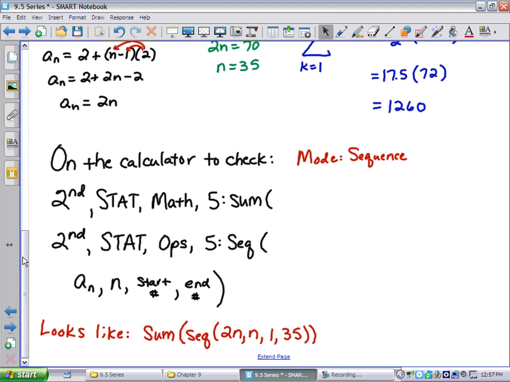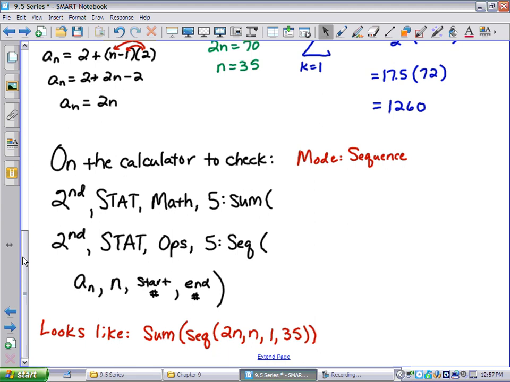Notice here I said on the calculator you need to have your mode in sequence. If you don't have it in sequence mode, it's just going to take your variable as x. It still will work, but if you put it in sequence mode, then you're going to see n when you hit that variable button. Okay, so you want to go to second, then stat, then math, and the fifth choice down is the word sum with a parenthesis. Then that takes you back to your main screen.